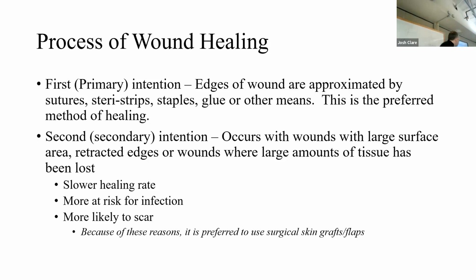Secondary or second intention, the wounds are too far apart. I can't stretch the skin, either too much skin has been lost, or the gap is too wide. We can't get them next to one another. Larger surface area, retracted wound edges, large amount of tissue has been lost. It's just not going to happen. So that has a much lower healing rate, more risk for skin infection because we're not closing that wound as fast as possible. It takes a long, long time. Much more likely to scar.